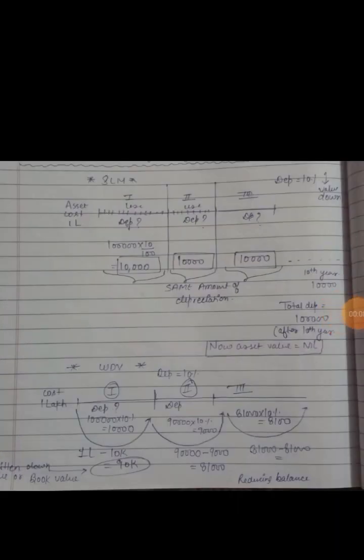Now we take one example to understand the concept of depreciation according to the SLM method, that is the straight line method or fixed percentage method, and the WDV method, our second method, that is the reducing balance method. According to the SLM method, the depreciation value remains the same in the upcoming years. According to the WDV method, the depreciation value continuously falls.